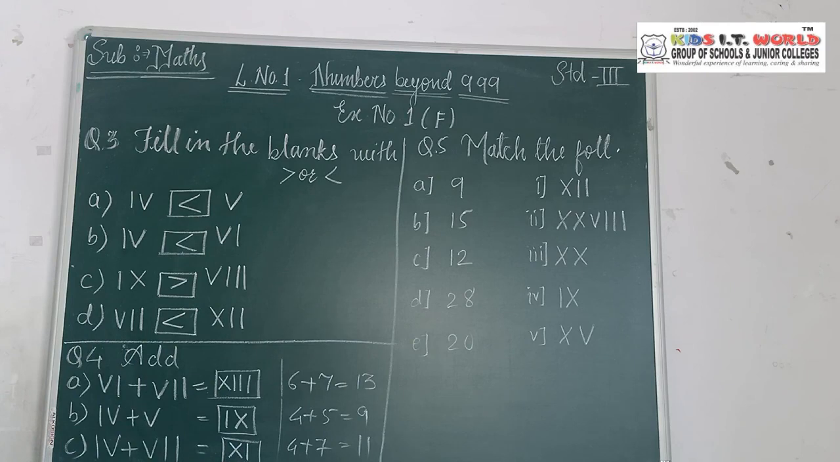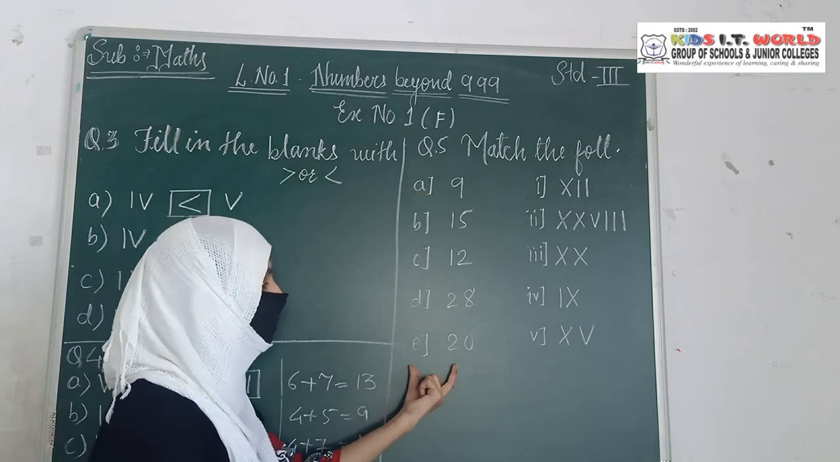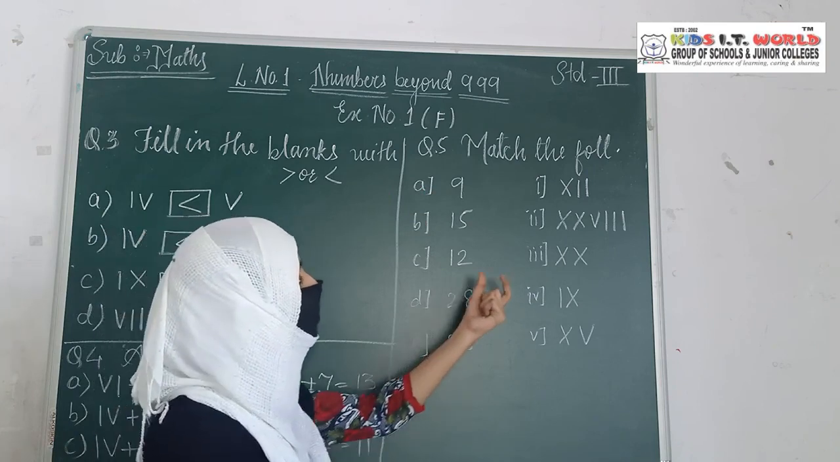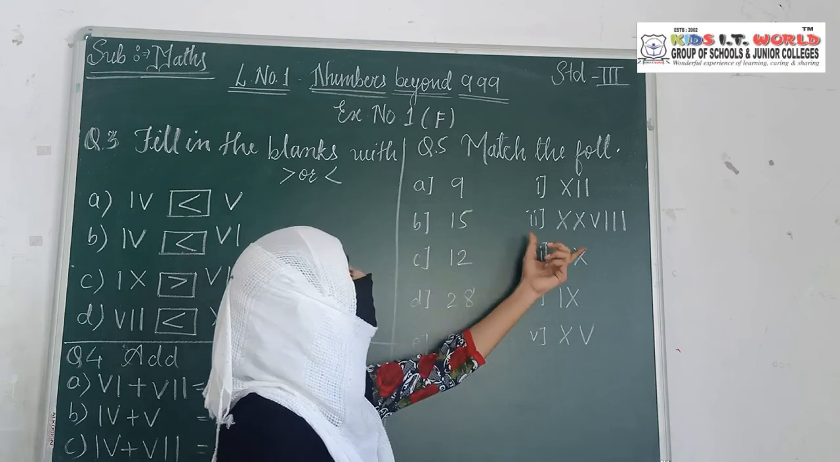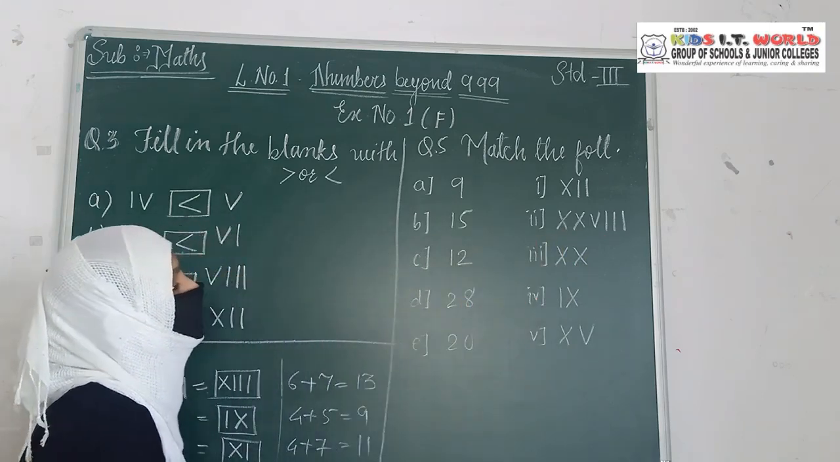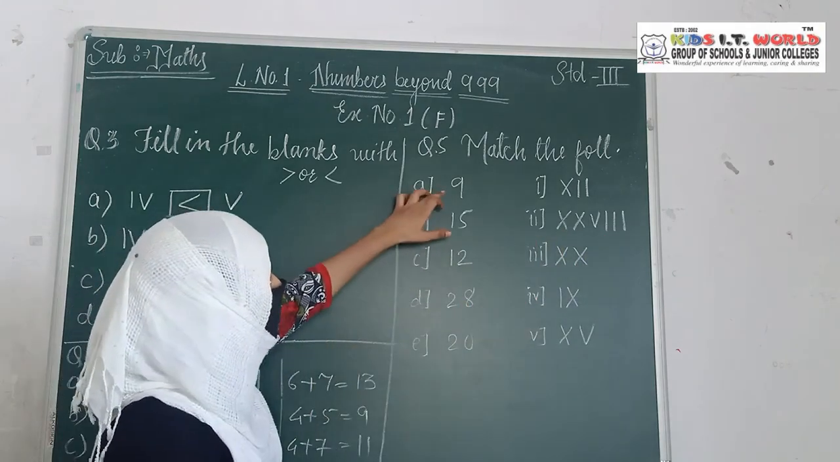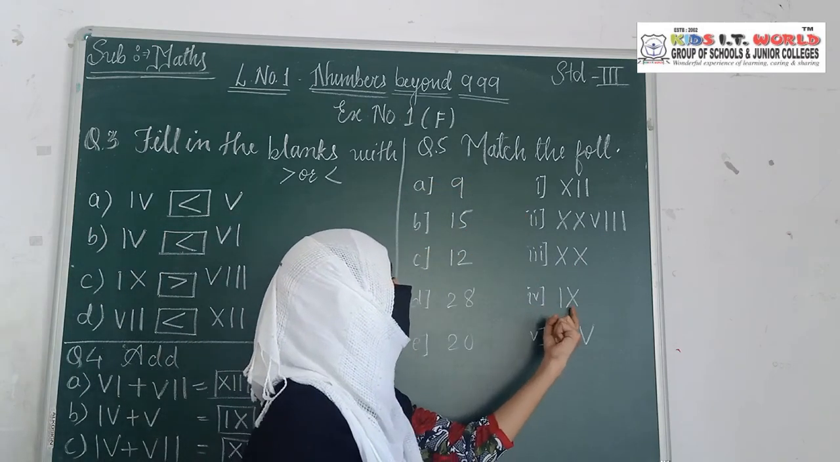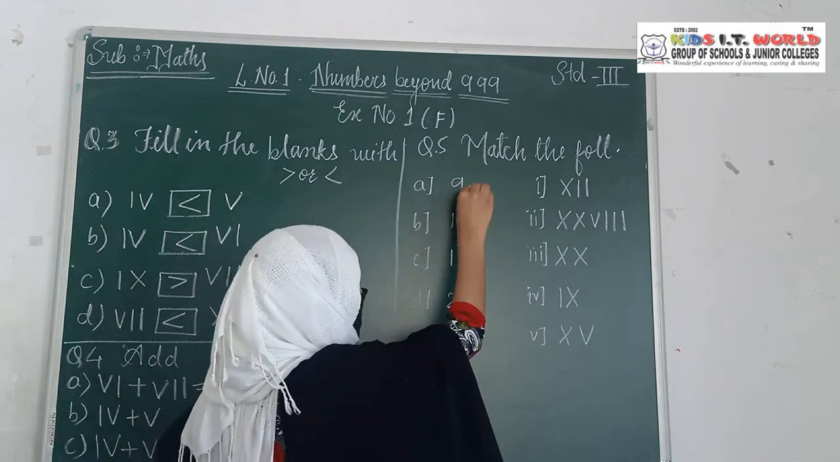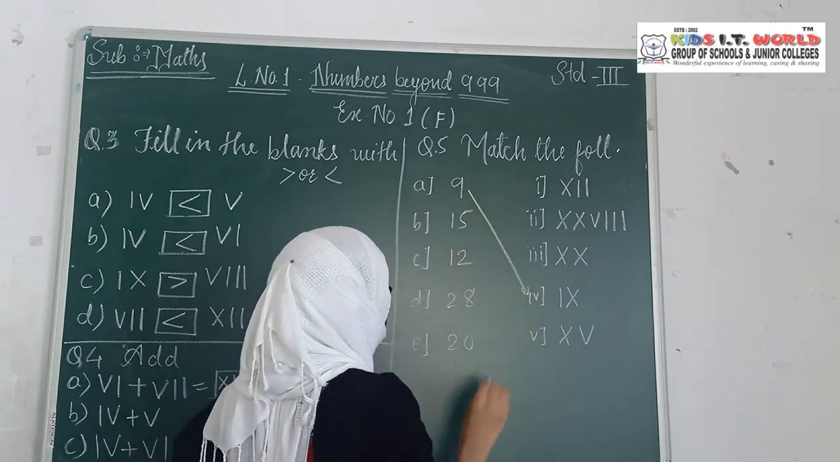Now the last question of this exercise, match the following. Here, the Hindu Arabic form of the number is given to you, and you have to find and match with the correct number form for the following Roman numbers. So first we have to match the 9. Find out the 9. This one. I, X stands for the 9. So match it with the pencil and scale.